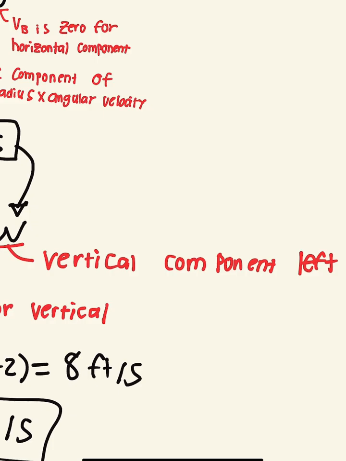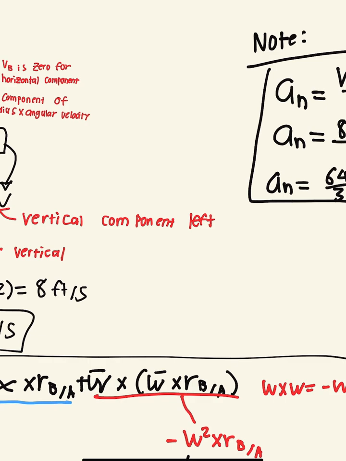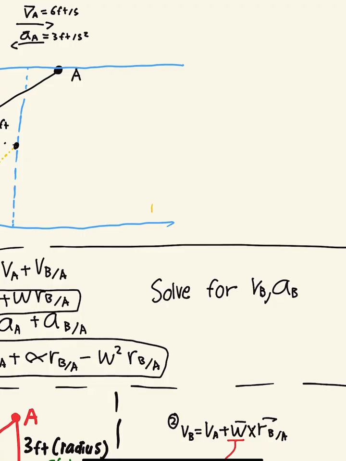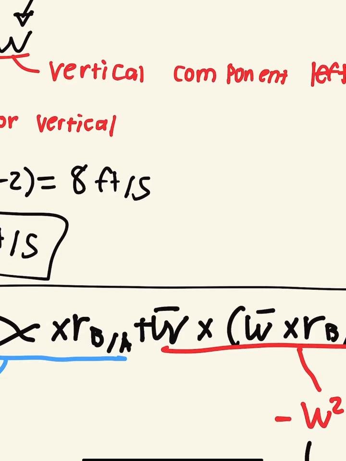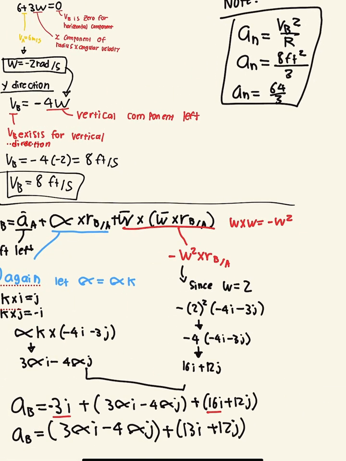Plugging this into the y component, which does have a velocity because the vertical motion exists at this point, we're going to be plugging in the value of angular velocity into here, and we found out the velocity to be 8 foot per second.